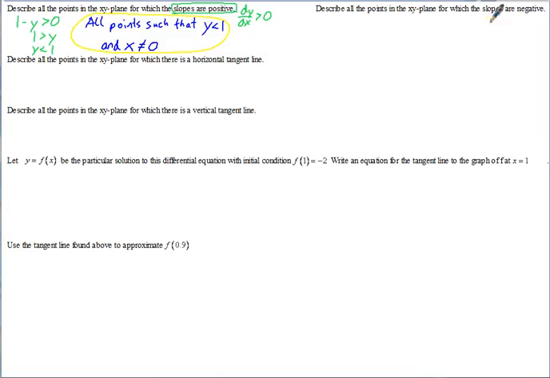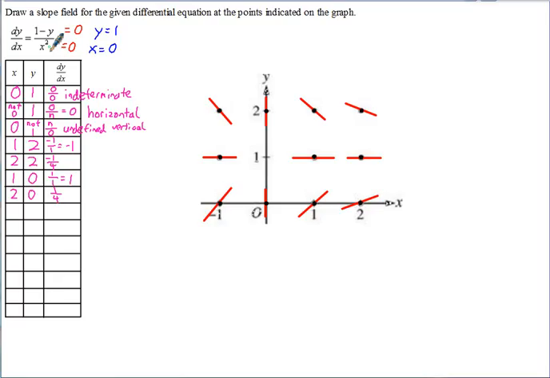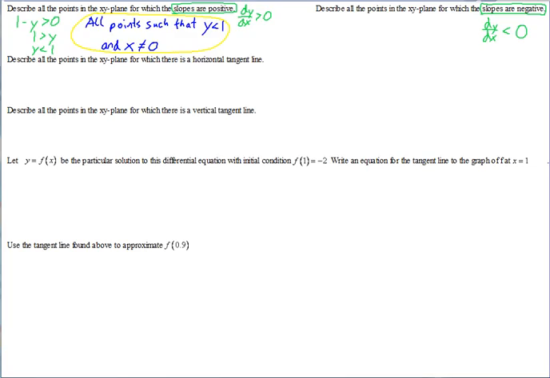Now let's describe all the points in the xy plane for which the slopes are negative. The slope must be negative, that means the derivative would have to be less than 0. Now to be less than 0, the denominator can't be negative because it's squared, so it would have to come from the numerator. So this time 1 minus y would have to be less than 0. If you add the y over, you get 1 is less than y, which is the same thing if you flip it around as y is greater than 1.